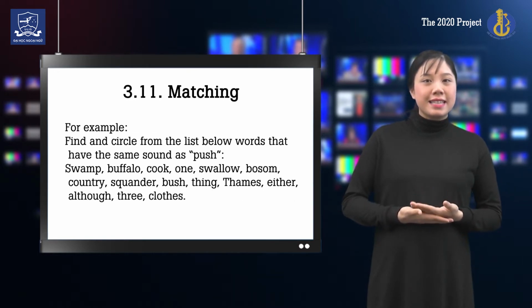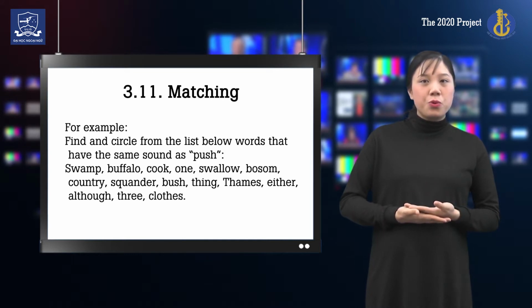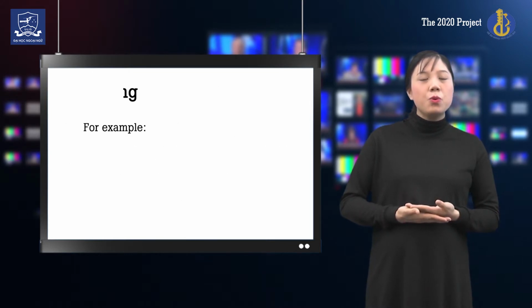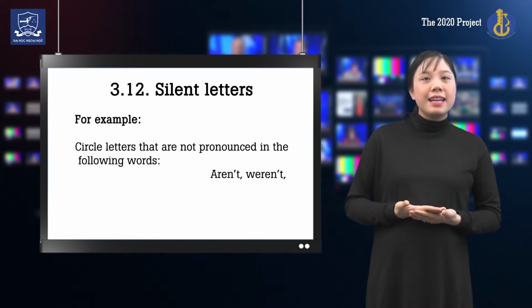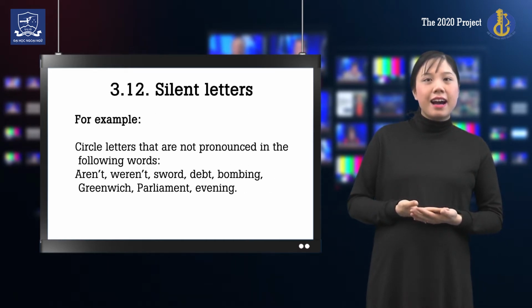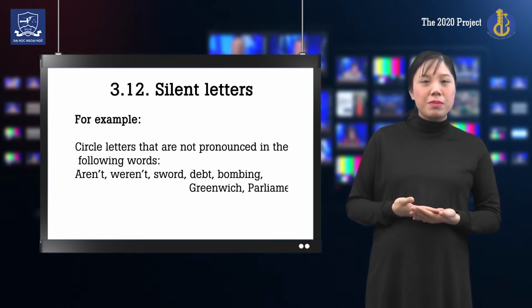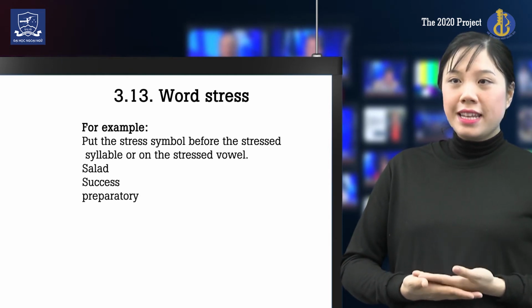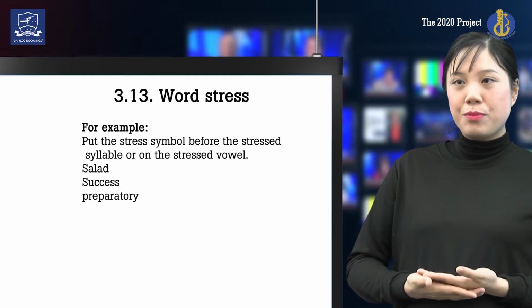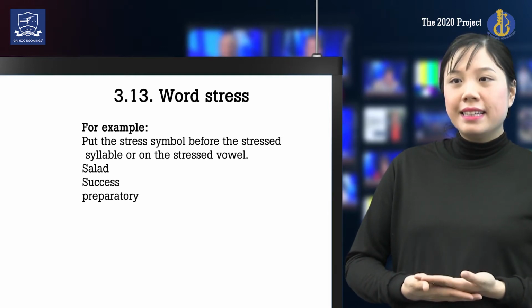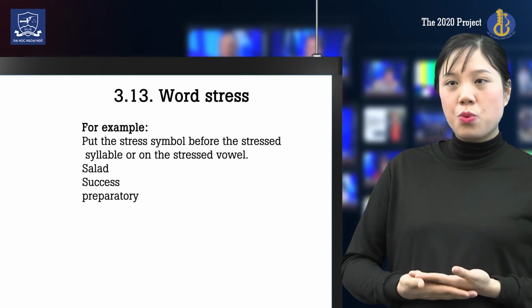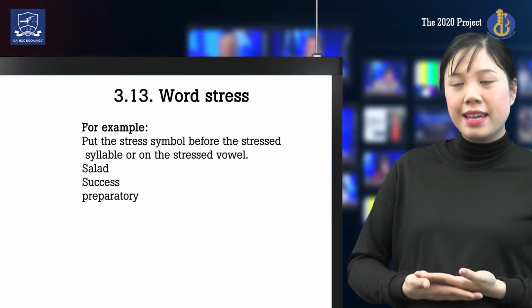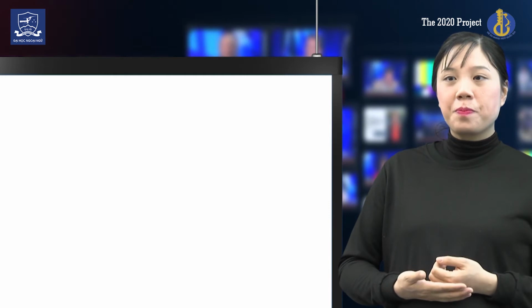11. In matching exercises, test takers are asked to find words that have the same sound as a given word. 12. Silent letter. Here, test takers are asked to circle silent letters. Silent letters abound in English words, and the importance of such an exercise cannot be overemphasized. 13. Word stress. Word stress is quite popular when it comes to testing pronunciation. In writing, the test taker may be asked to use one of the conventional ways of marking stress, as can be seen in the example.